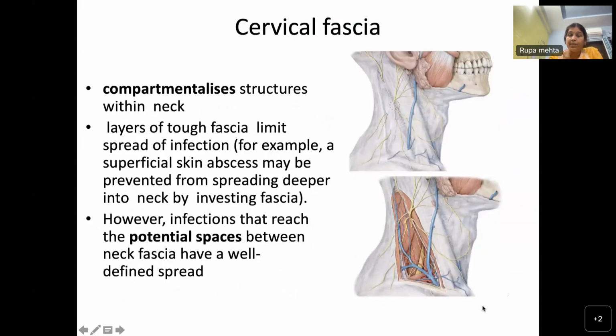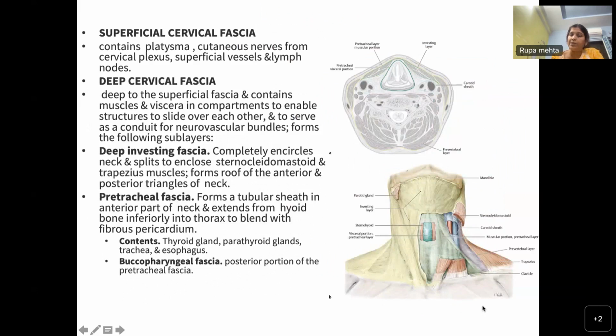Then the platysma function, then cervical fascia, a very, very important structure in compartmentalizing the various structures within the neck. So you have the superficial layer, which is just beneath the skin and the subcutaneous tissue, contains platysma and the cutaneous nerves and superficial vessels and lymph nodes. Then you have deep cervical fascia, which is further divided into 3 layers. So one is the investing layer, or the superficial layer of deep cervical fascia, which encloses your trapezius, sternocleidomastoid, submandibular gland, parotid gland. And then you have the middle layer of the deep cervical fascia, which forms the visceral layer.